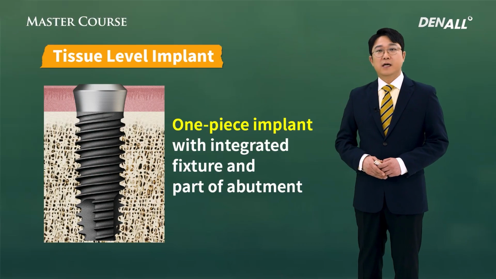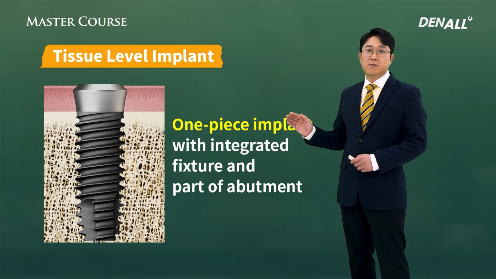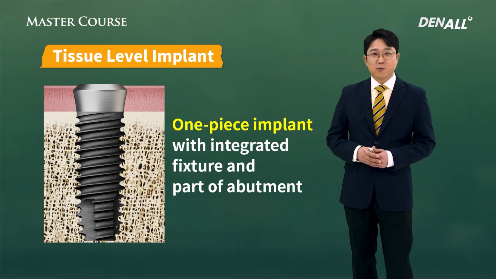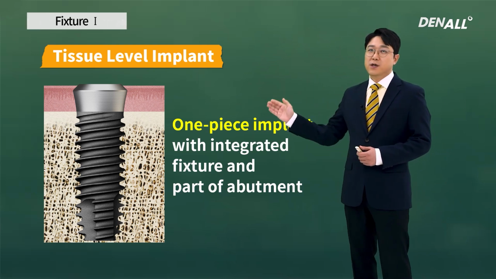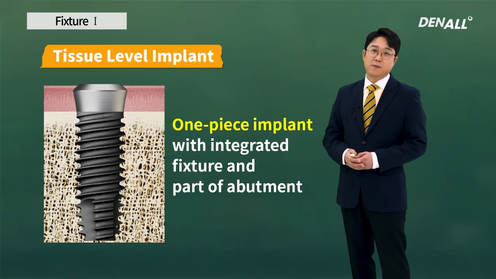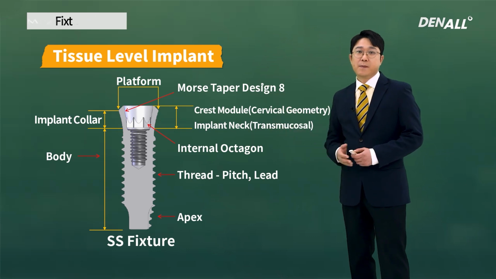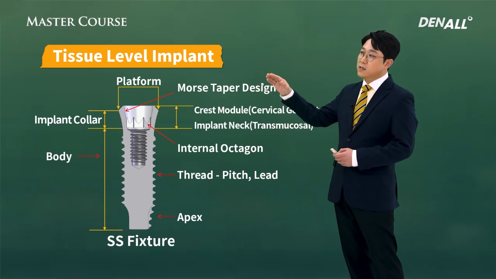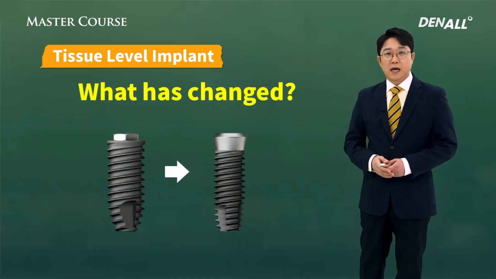The biggest weakness of the external implants, the marginal bone resorption, is overcome with a tissue-level implant. I don't know if it was devised to address the problem. The cuff part of the abutment is included in the fixture body of tissue-level implant. This is the structure of the tissue-level implant. The crystal module looks different from the external type. Then what has changed?